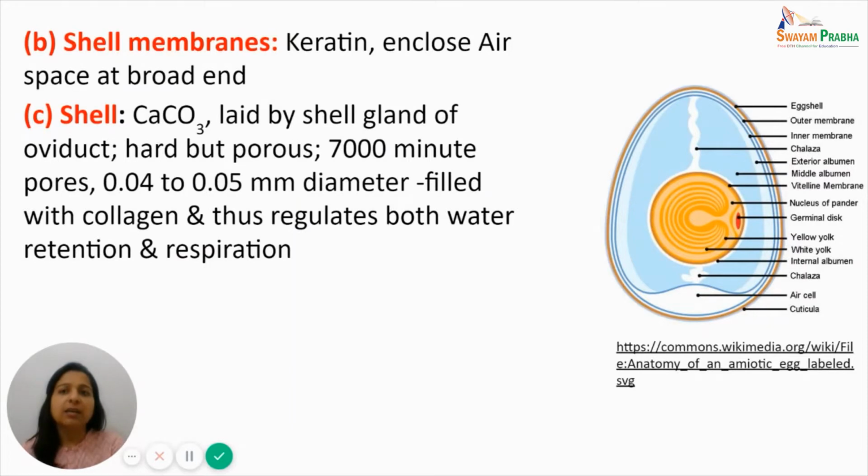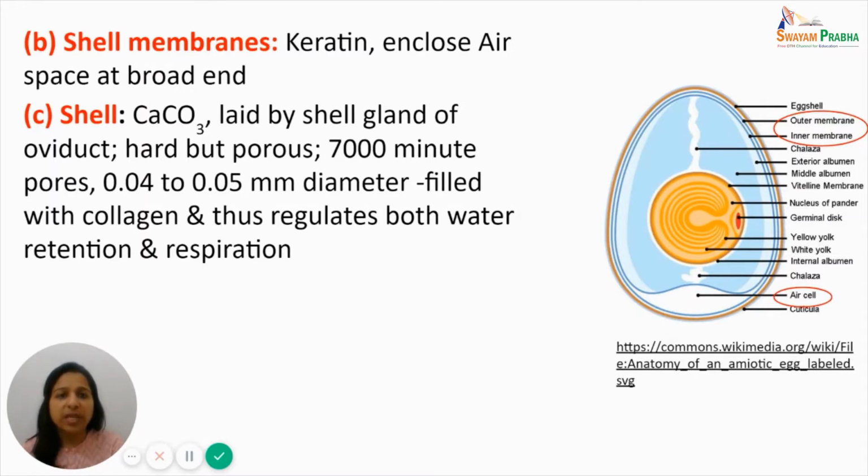Then there are two shell membranes, which are the outer membrane and the inner membrane laid outside the albuminous layers of the egg. These keratinized shell membranes enclose an air space at the broad end of the egg.